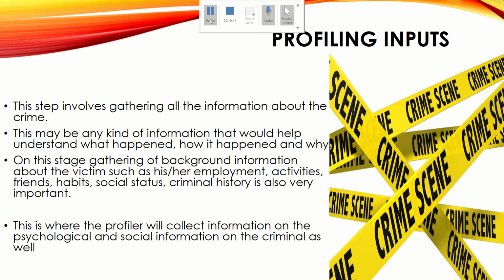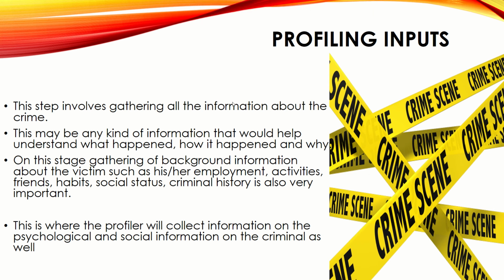Profiling inputs. This step basically involves gathering all the information about the crime. This may be things like what was found at the crime scene. It may be things like how it happened, why it happened, and at this stage, gathering the background information about the victim, such as his or her employment, where they were from, activities, their friends, their habits, their social status, their criminal history is very important. This is where the profiler will collect information on the psychological and social information on the criminal as well. So they'll try to collect DNA, for example, or anything that's been left at the crime scene, any information about their marital status, if they can find anything, and so on.